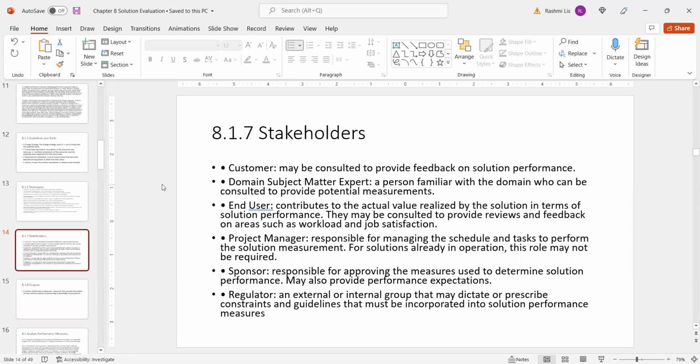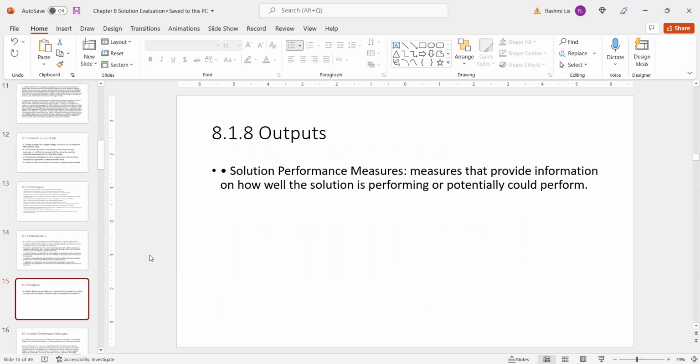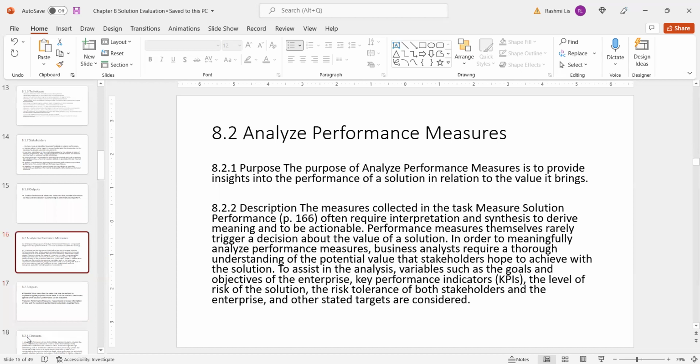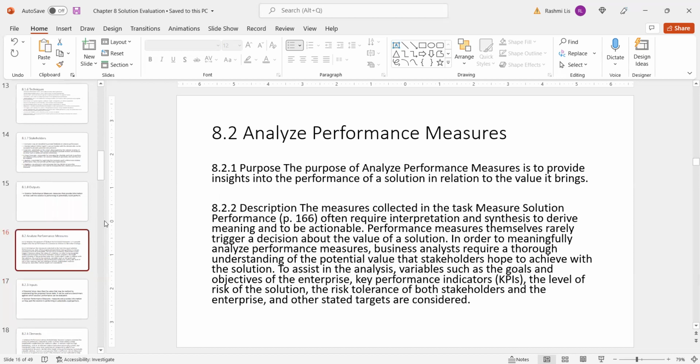Stakeholders here are customers, domain subject matter experts, end users, project managers, sponsors, and regulators. And your outputs are solution performance measures, measures that provide information on how well the solution is performing or potentially could perform. So that being said, this ends the first task in solution evaluation.